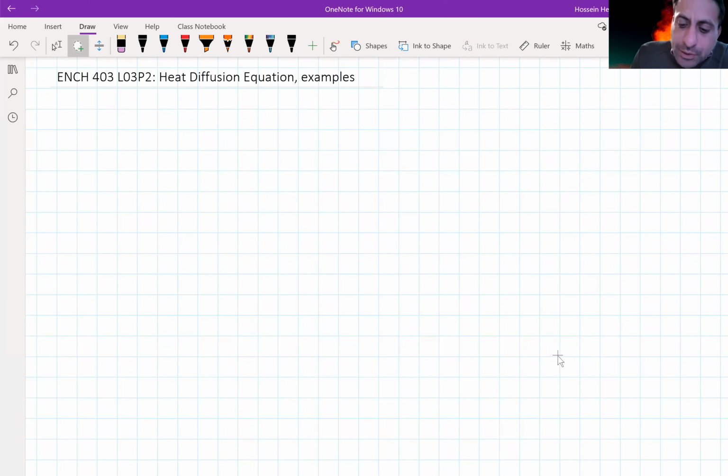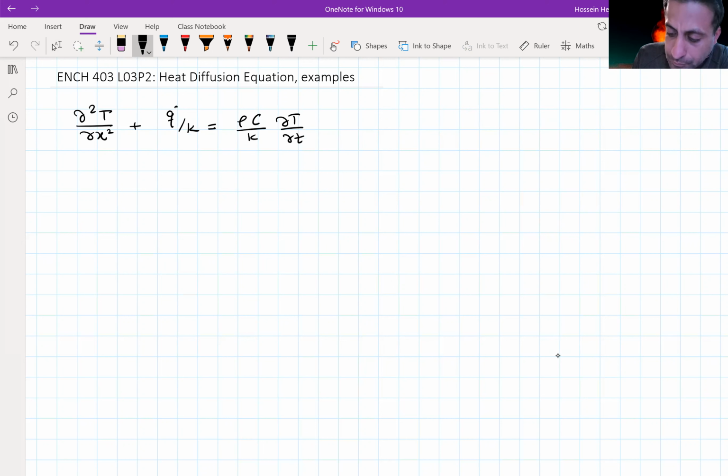A reminder about the heat diffusivity equation with constant K, of course, in the Cartesian geometry. Now, when we don't have any heat generation in the system, this term is going to be 0.